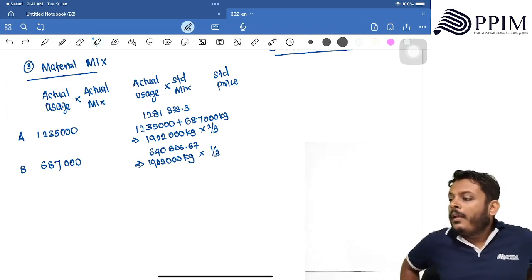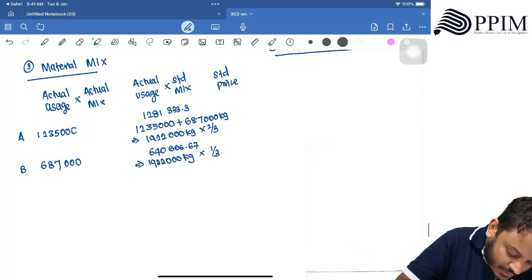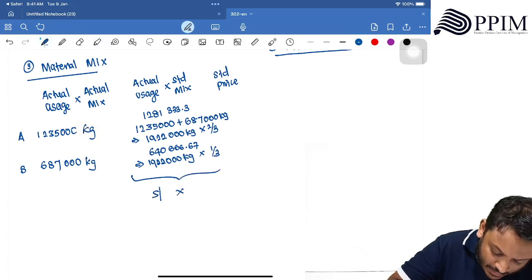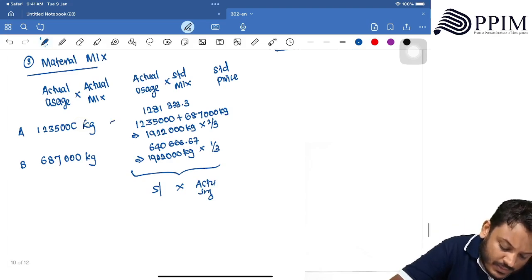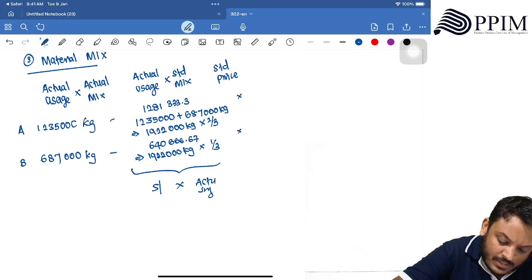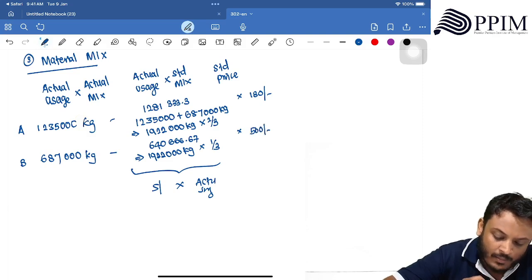So here, see, standard usage, actual usage to actual mix, they gave directly in the question the kilograms. But here you should take the actual usage into standard mix, that only we did. So the difference needs to be multiplied by standard price. Material A standard price is 180, material B standard price is 500, right?